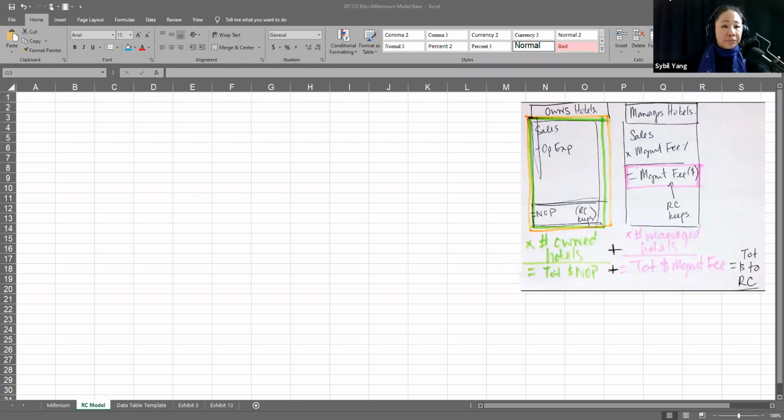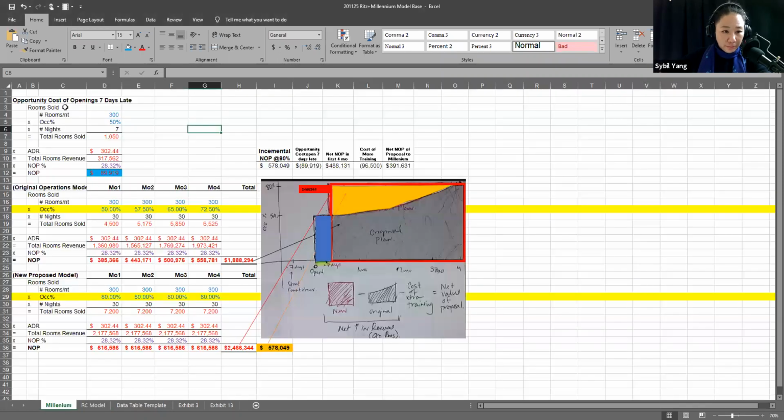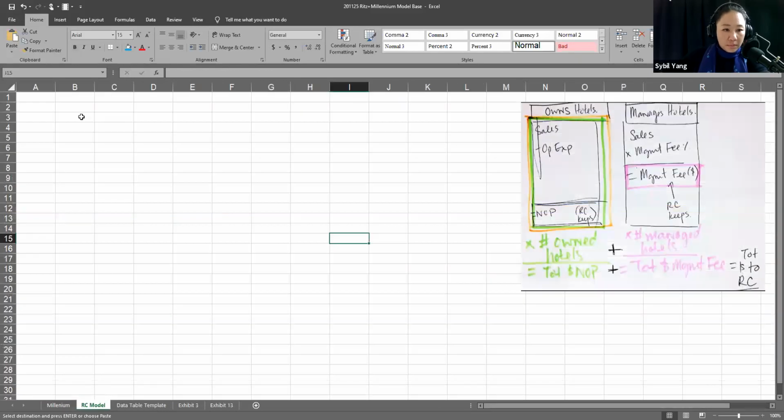Okay, welcome back. So let's start off with recreating an income statement down to net operating profit for any given Ritz-Carlton hotel. And luckily enough, we already did that. So I'm going to go to the Millennium tab. And look here, we already have one for a hotel. Just going to copy, and I'm going to paste.